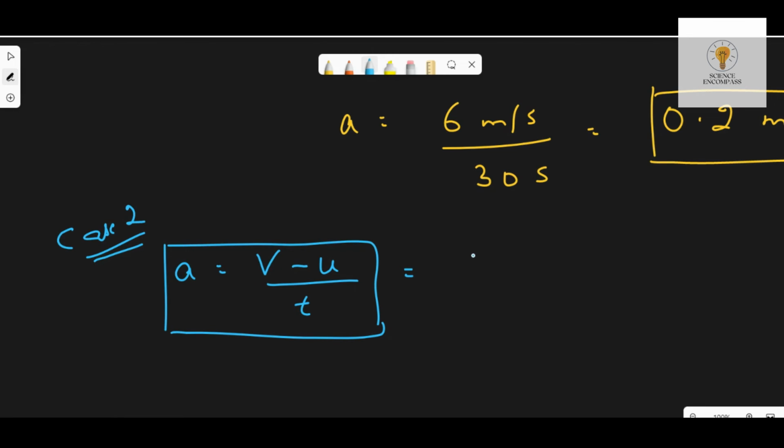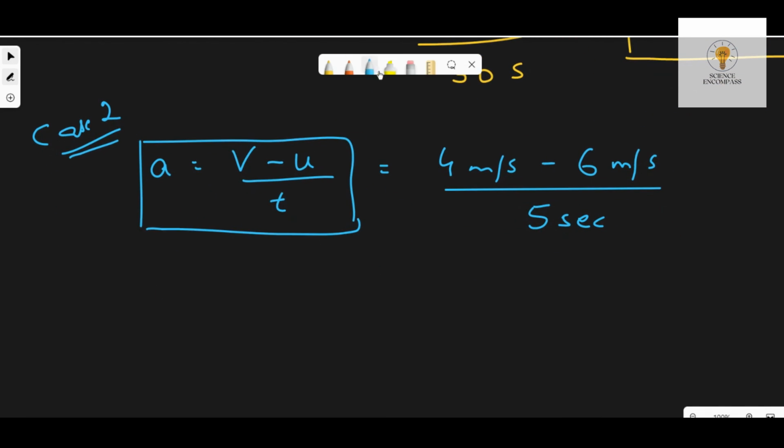So v is nothing but the final. What is the final one? In the question you see it's written as 4 meters per second, minus the initial one. Remember I told you, 6 meters per second. I already explained why you got the 6 meters per second. That's how you begin for case number 2. So 6 meters per second, that's the initial velocity. And the final one that you get is just 4 meters per second, divided by the time taken. It's written in the question, he takes about 5 seconds for case number 2.